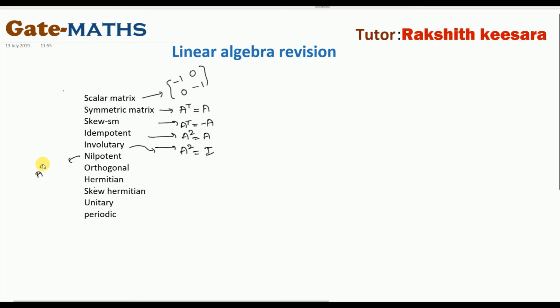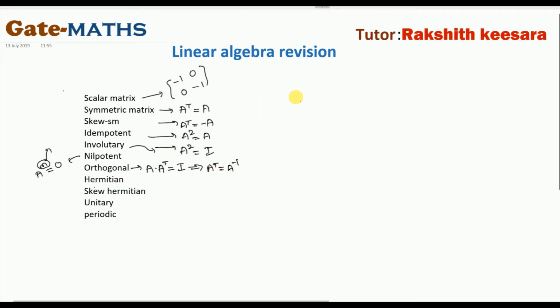If A power m equals 0, then A is said to be nilpotent and m is called the order of the null matrix. And if A into A transpose equals I, this is called an orthogonal matrix. I can write this as A transpose equals A inverse.